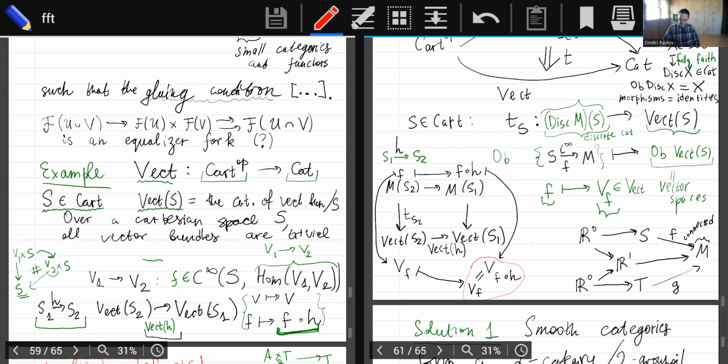Both maps from R0 to M pick out some points in capital M. If I assume capital M to be connected, any 2 points in capital M can be connected by a smooth path. So let's pick some arbitrary smooth path connecting these 2 points. Then we'll have a commutative diagram like this, where this is a smooth path, and these 2 maps include R0, which is a point, into R1 as some points on this path. These points are connected in M. So this fairly simple diagram shows that Vf is equal to Vg.